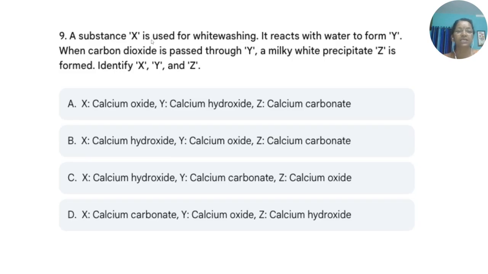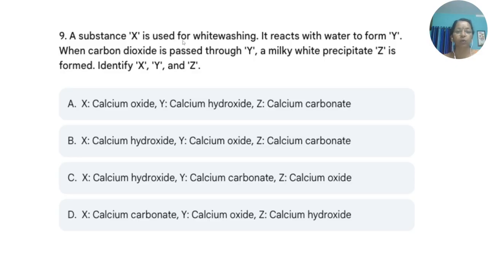Okay, next, substance X is used for whitewashing. It reacts with water to form Y. When carbon dioxide gas is passed through Y, it turns milky, forming a precipitate, Z. Okay, identify X, Y and Z.